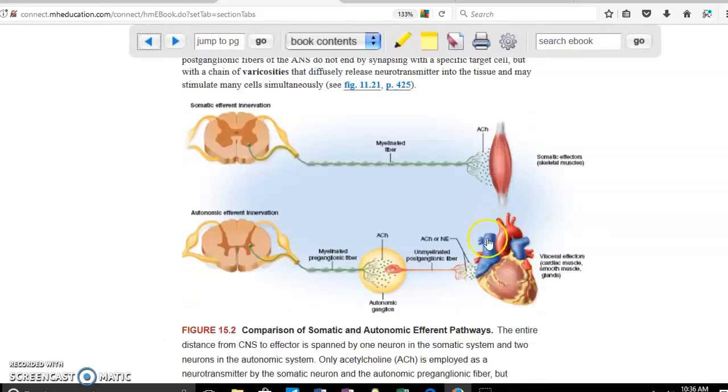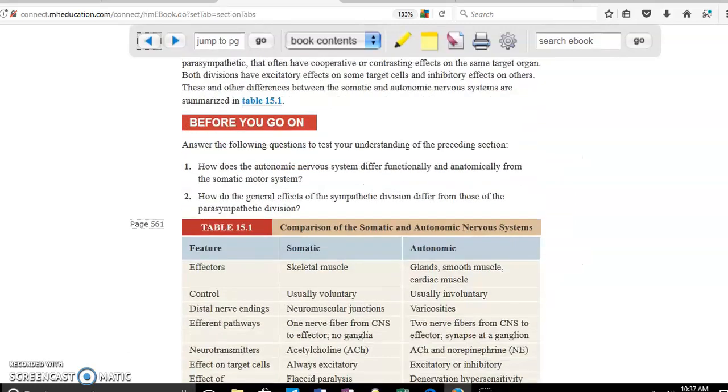And here they are comparing the autonomic nervous system with the somatic nervous system. In the somatic nervous system, you just have one nerve that is going to help you control your muscles. In the case of the autonomic nervous system, there are actually two nerves. You have the preganglionic fiber and the postganglionic fiber. Right here, this is a ganglion where the preganglionic fiber and the postganglionic fiber synapse. Okay, so let's keep scrolling down, and that's about it.